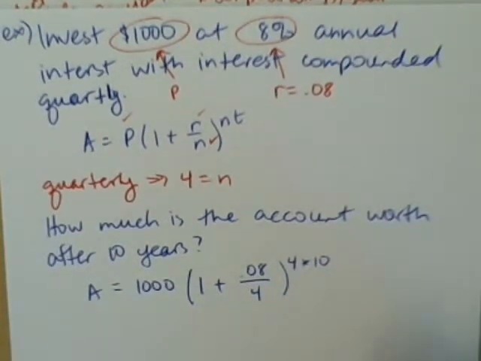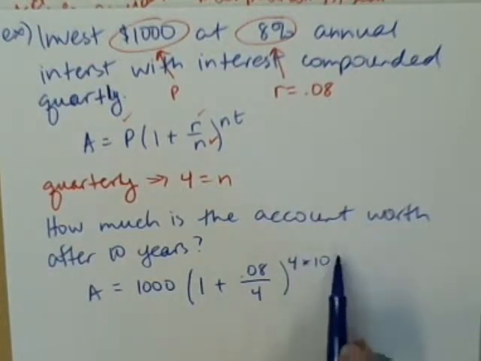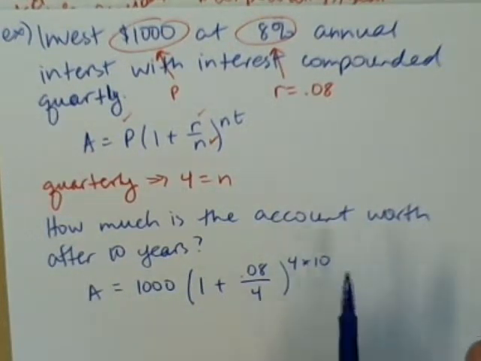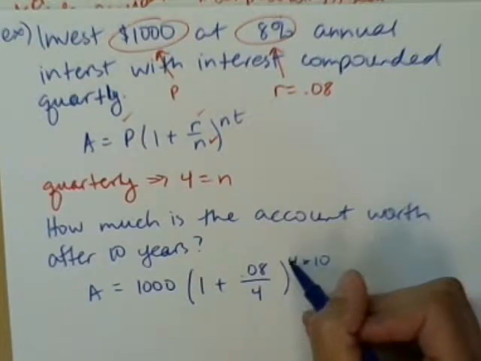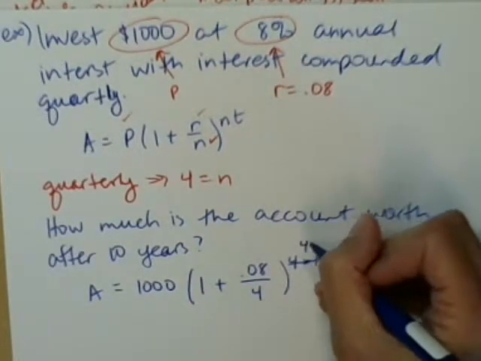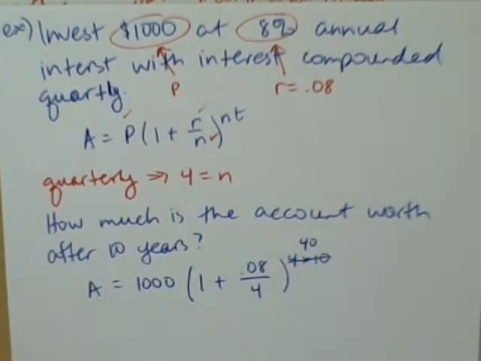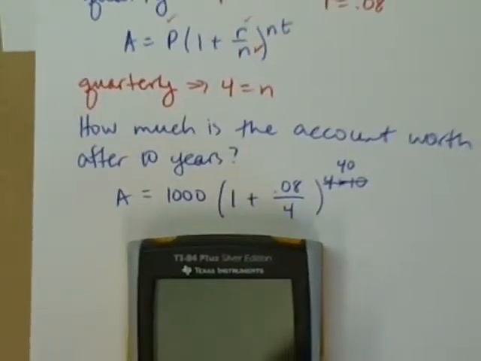I'm going to type this into my calculator. You want to be really careful that your exponent is the 4 and the 10 together. I typically go ahead and just compute this and write that as 40 so I don't accidentally leave the 4 or the 10 out of my exponent. I'm going to go ahead and put this into my calculator.